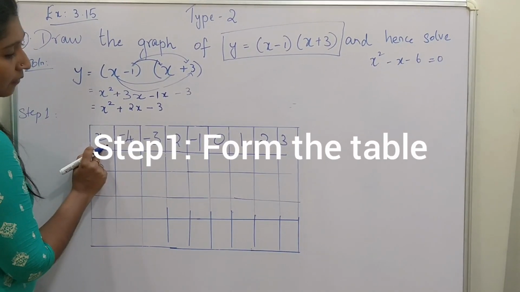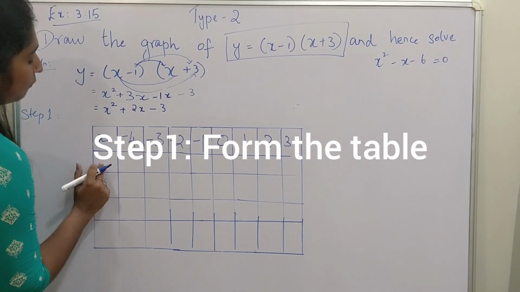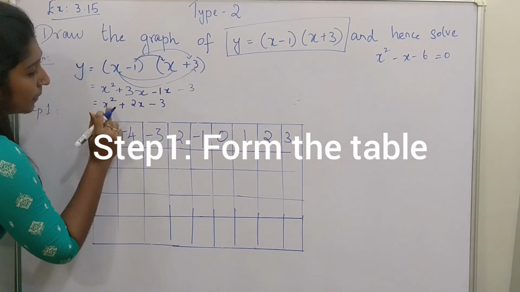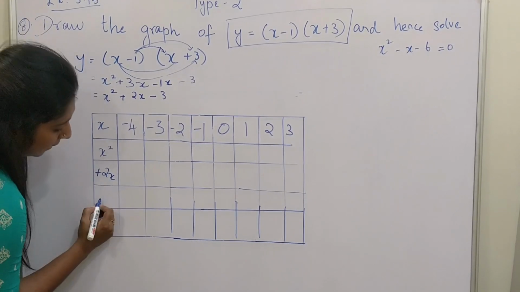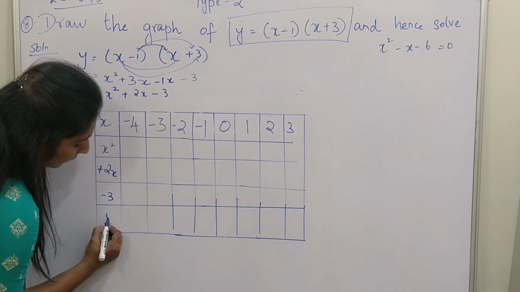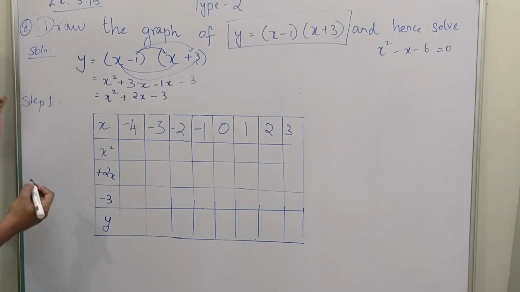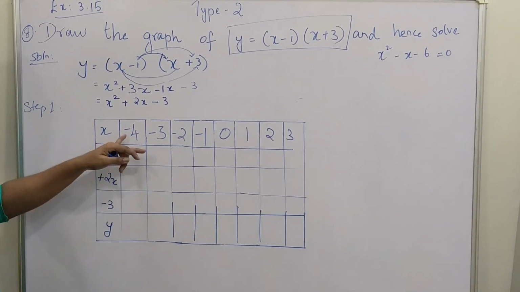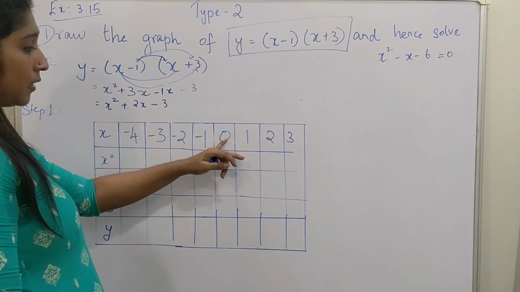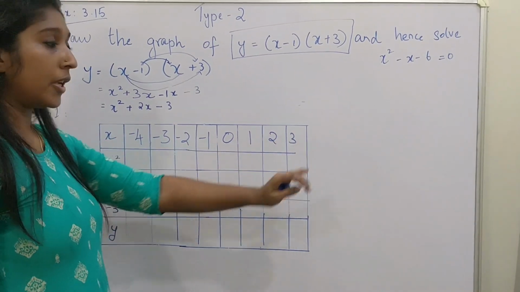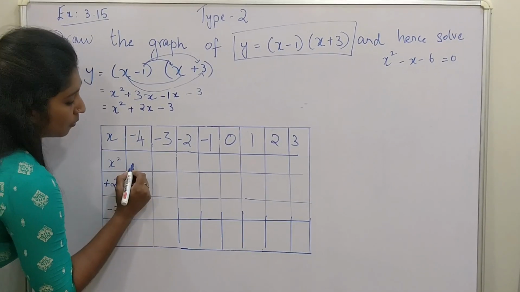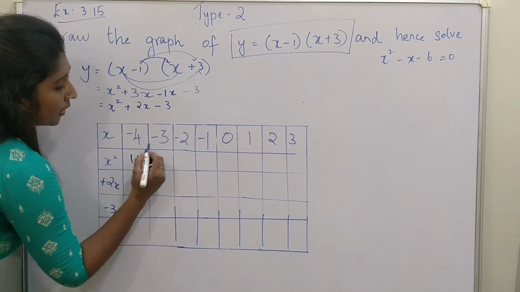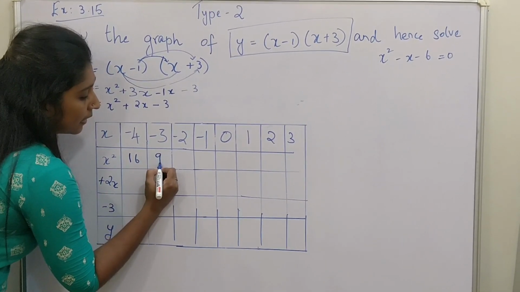Similarly, we are having x values here, and then we will have x squared, from the equation I am writing, plus 2x minus 3, and then we will have the y values. And we are assuming points for x as minus 4, minus 3, minus 2, minus 1, 0, 1, 2, 3. You can also include 4 if you want to. Now we are doing x squared. So minus 4 into minus 4 is 16. Minus 3 into minus 3 is 9.